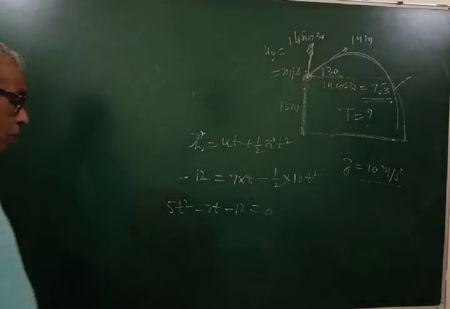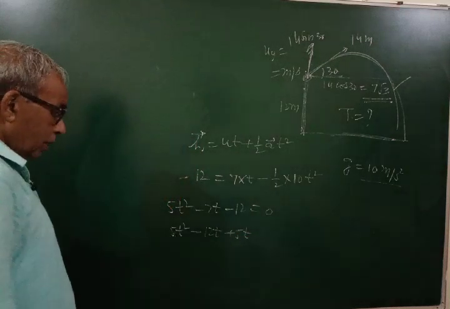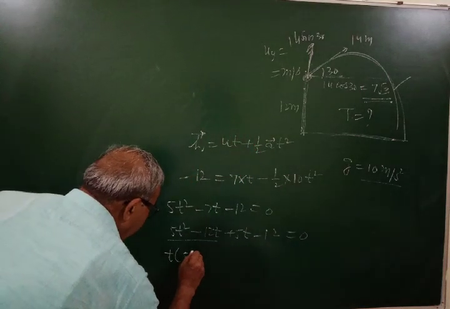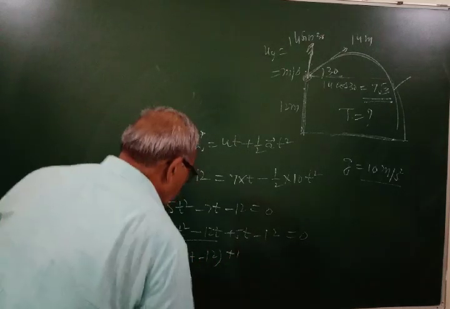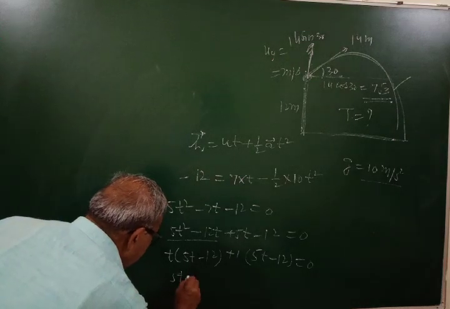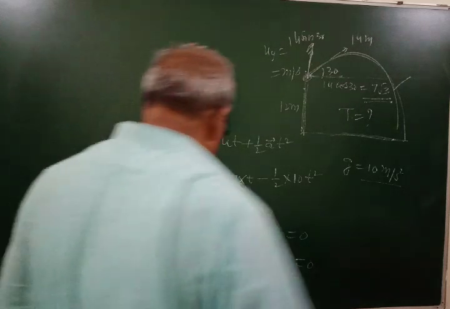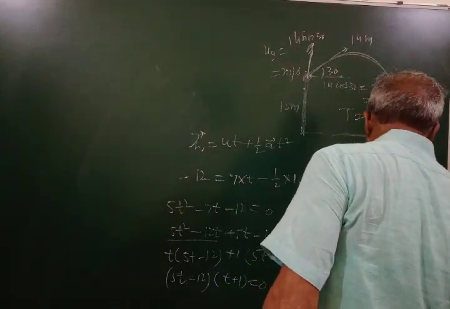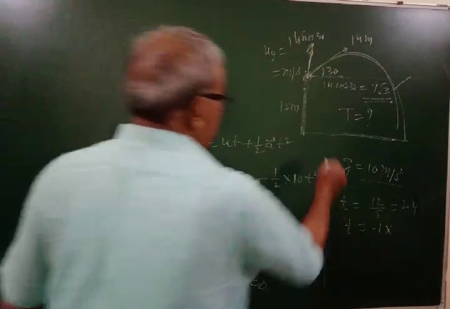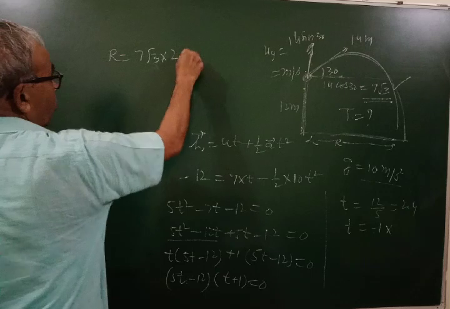Splitting the middle term, 5t square minus 12t plus 5t, and minus 12 equal to 0. So here the common thing is t. So 5t minus 12 common, and t plus 1 equal to 0. From here you get t equal to 12 upon 5, which is 2.4, or t equal to minus 1 second. Absurd. So now you have got it. That range will be only 7 root 3 into 2.4 meter.